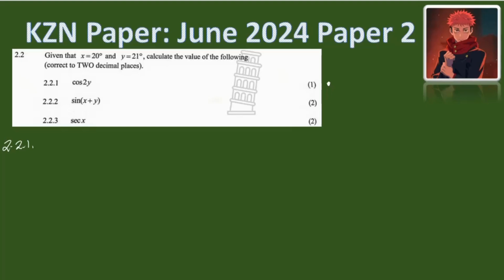It says 1 mark, which means this shouldn't take you more than 1 minute, and let me show you how. Basically, we substitute: the cosine of 2, where there is y, you put the y value there. The y value is 21 degrees. When you see a question that says correct to 2 decimal places, they are telling you that you must use a calculator. So I'll pull out my calculator.